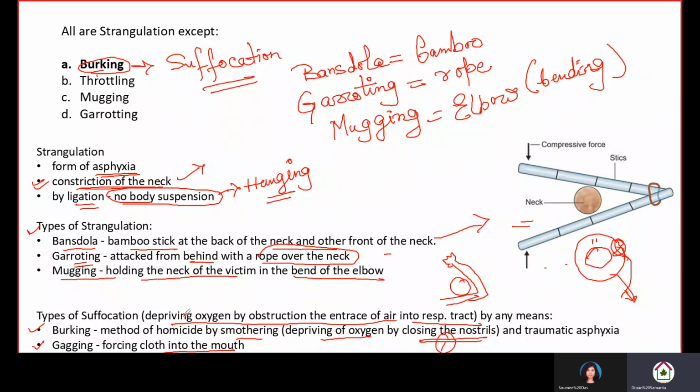See the definition of suffocation. In suffocation, the victim is deprived of oxygen by obstruction of air passage into the respiratory tract by several means, by any means. That means the method varies. If the method is closing the nostril, it is barking; forcing cloth into the mouth, gagging; and obstruction between the pharynx and tracheal bifurcation, choking.